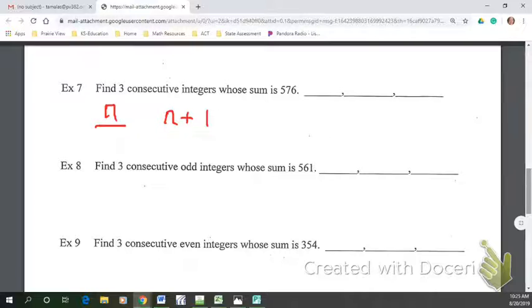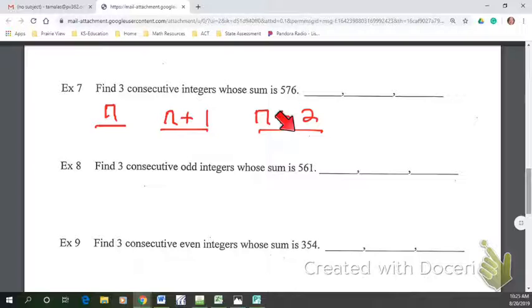Does that make sense? Okay. How about the last one? 3 consecutive numbers. This one's n. The next one's 1 more. The last one would be 2 more than the original, right? So the original first number, this one's 1 more, the last one is going to be 2 more. So those are my 3 consecutive numbers: n, n plus 1, and n plus 2. Does that make sense? Okay?